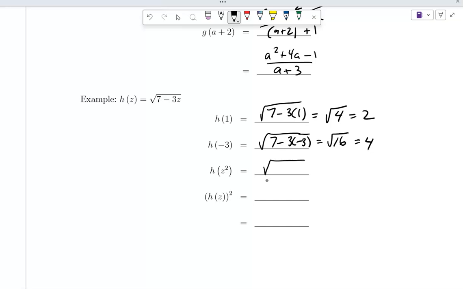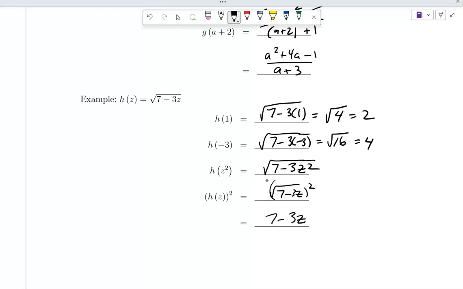This one is square root of 7 minus 3z squared. Not a lot you can do with that. Square roots do not break up over sums and differences. That's literally all you can do. Okay? This other one says I do the square root of 7 minus 3z and then square the whole thing, right? That's different. And when we square the square root, what do we end up with? Just the 7 minus 3z, right? Okay. Those two things are not the same.